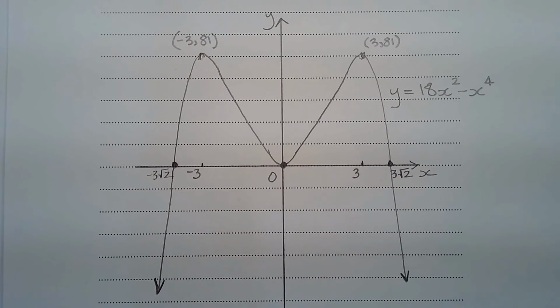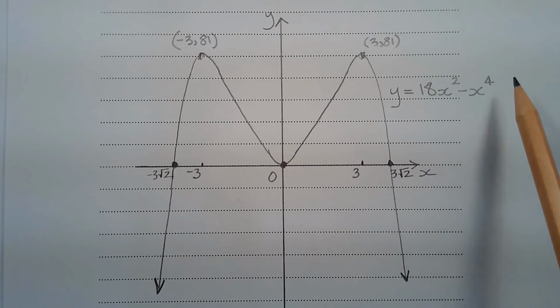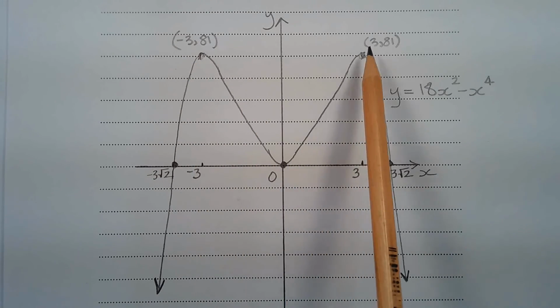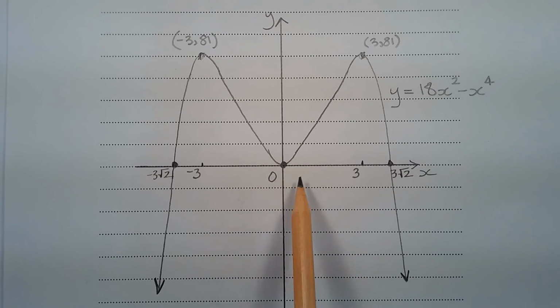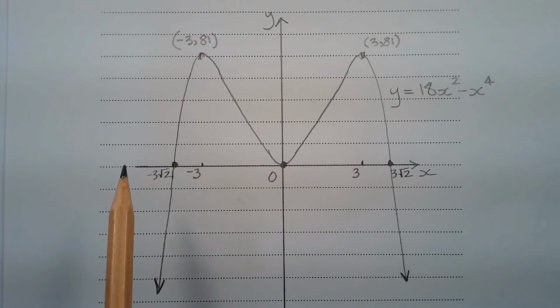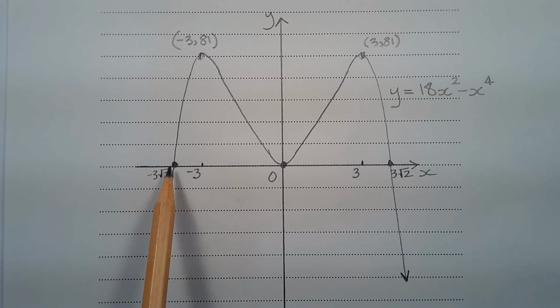So here is a sketch of the graph of f of x, or y, equals 18x² minus x to the power of 4, taking note of the three stationary points that we found in Part A, and also the origin represents the x and y intercept. But the other x-intercepts at negative 3 root 2 and positive 3 root 2 are shown here as well.